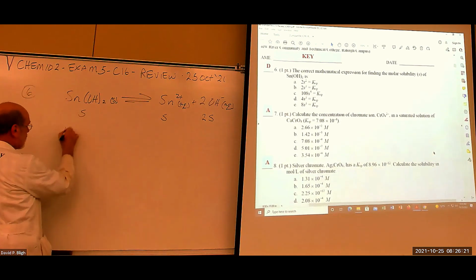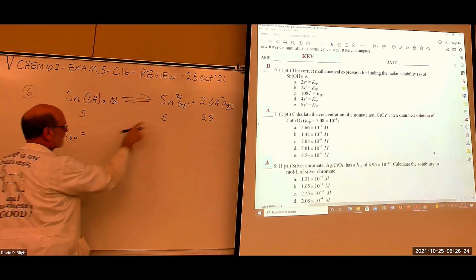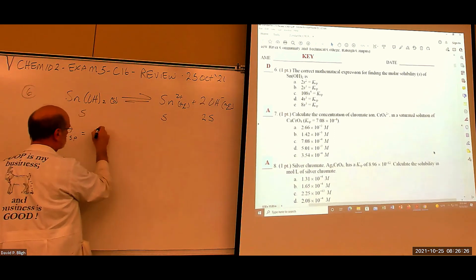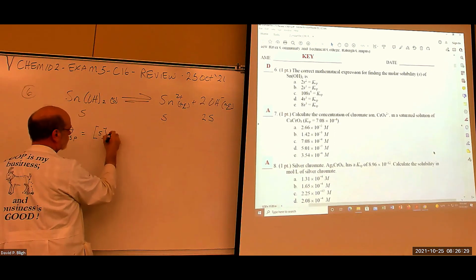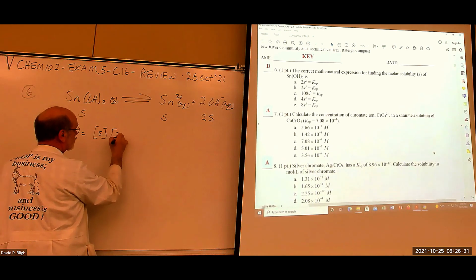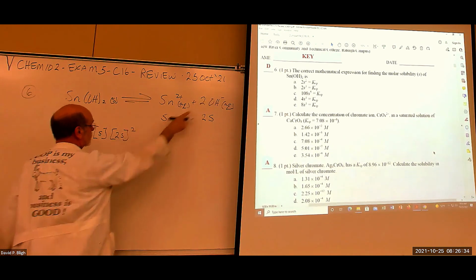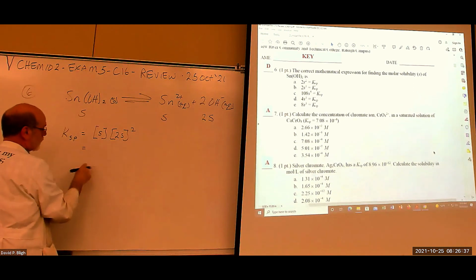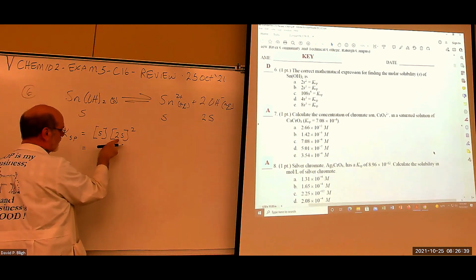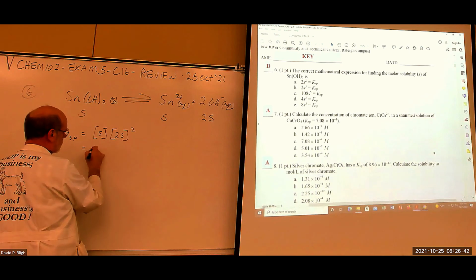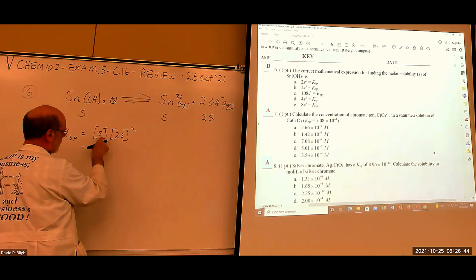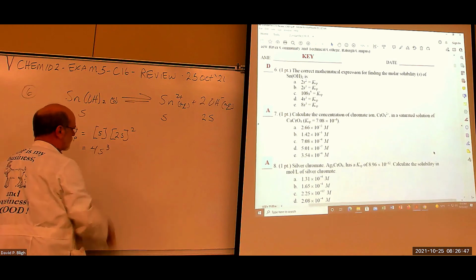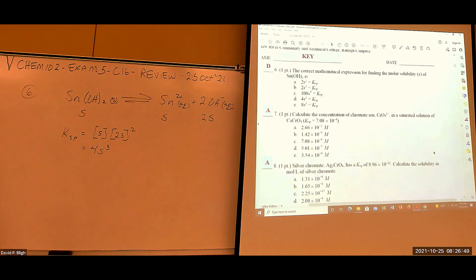And then the expression for KSP is simply this one times that one. That's to the first power. And this is to the second power because of that coefficient. So when we resolve all of that, 2 squared is 4. And then this is squared, and that's the first power, so it's S cubed. And that should be D.